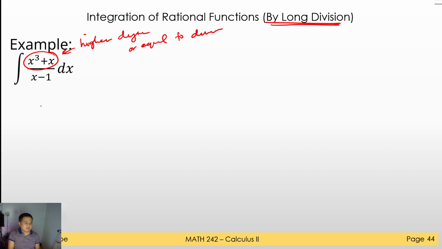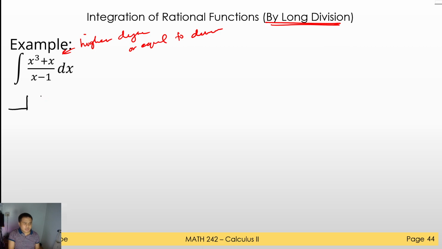So for long division, basically you're trying to divide x cubed plus x by x minus 1. So how do you do this? There is a long method to simplify this, no? And for me, the shortest way is always the best because you do not have to memorize or write a lot of things.